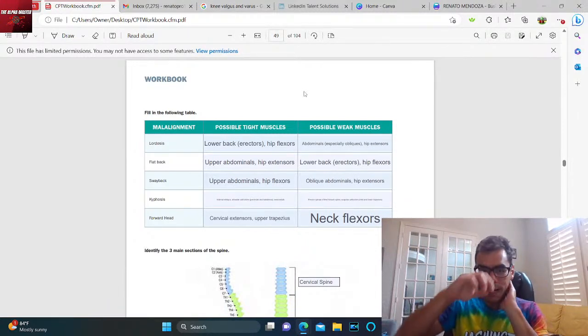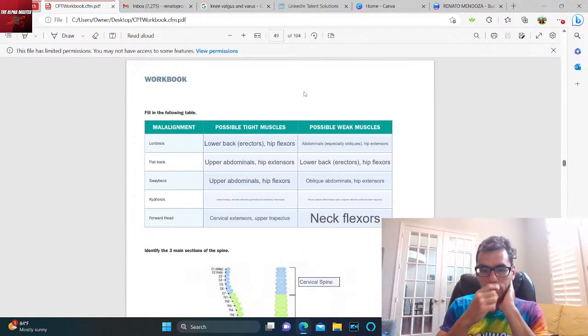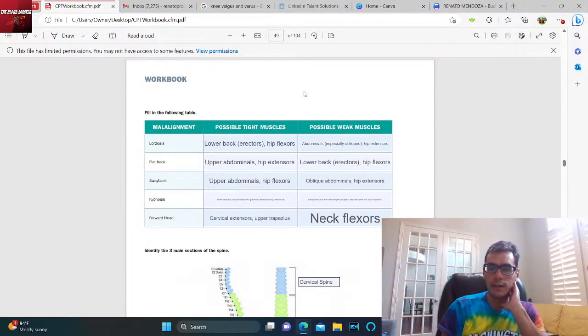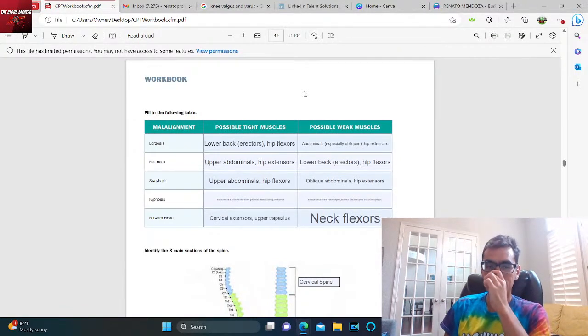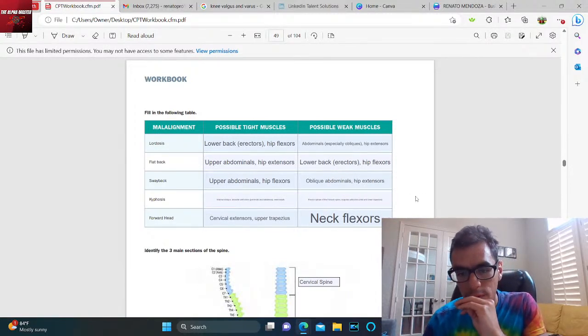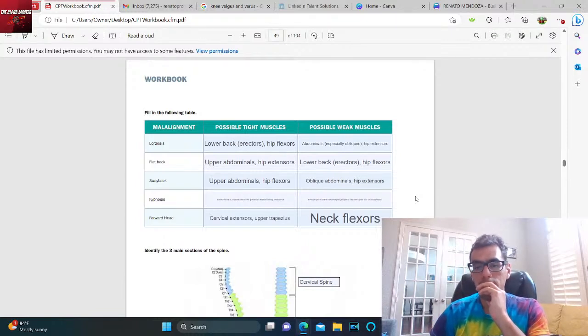Sway back: the upper abdominals and the hip flexors are the possible tight muscles, and the oblique abdominals and hip extensors are the possible weak muscles. Kyphosis: the tight muscles are the internal oblique, the shoulder adductors, pectoralis and latissimus, and the intercostals. The weak muscles are the erector spinae of the thoracic spine and the scapular adductors, like the mid and lower trapezius.